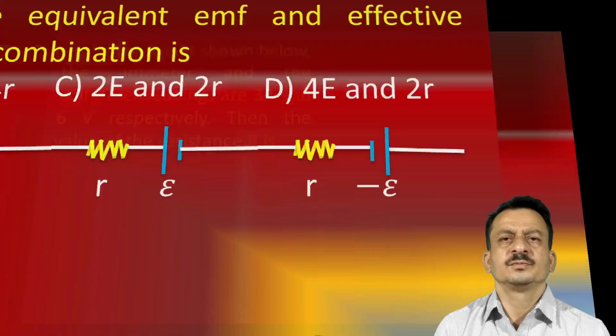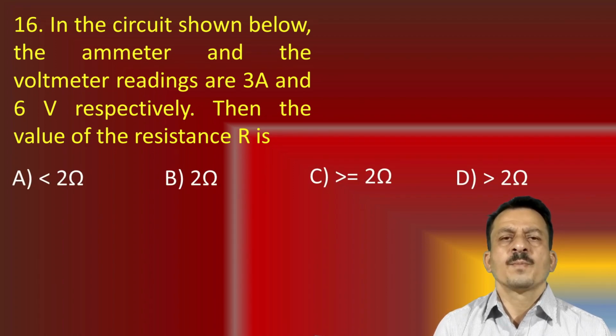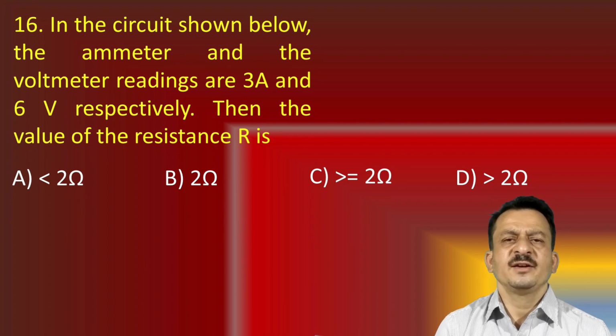Next problem. In the circuit shown below, the ammeter and the voltmeter readings are 3 amps and 6 volts respectively. Then the value of the resistance R is? Options: A less than 2 ohm, B 2 ohm, C greater than or equal to 2 ohm, D greater than 2 ohms.